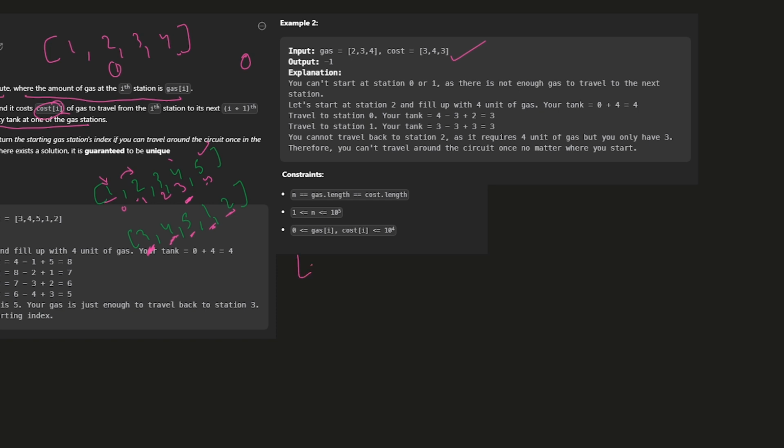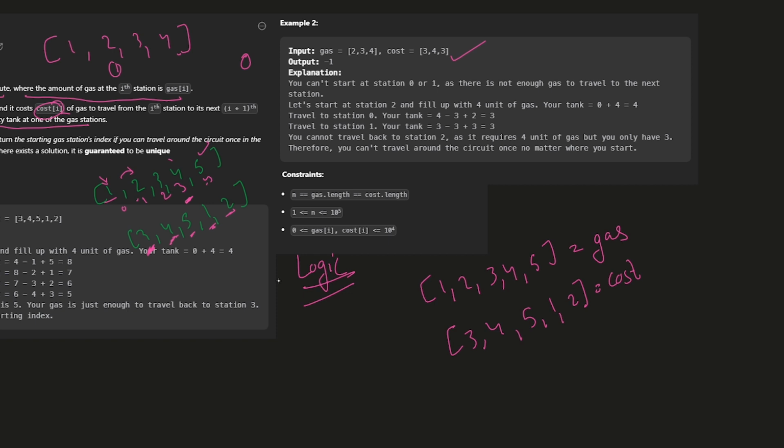So here guys, I'm going to write the logic, and I'm going to take these two arrays. The first array is nothing but 1, 2, 3, 4, 5. In example 4, this is the gas, and the other array is 3, 4, 5, 1 and 2. That is nothing but cost.